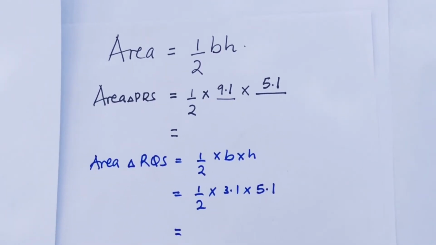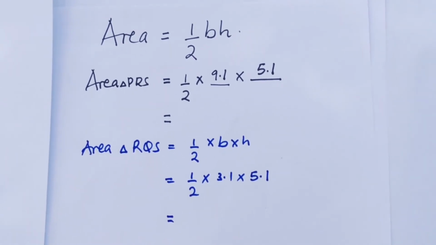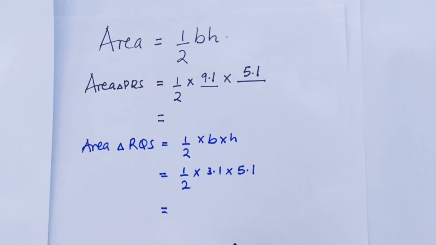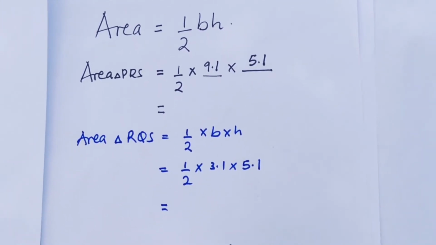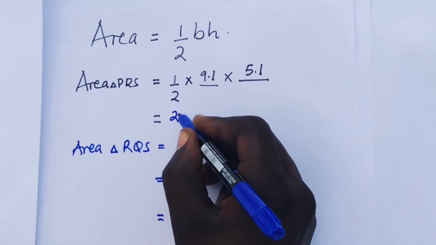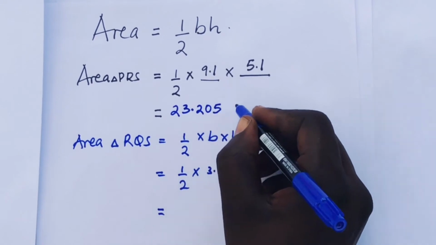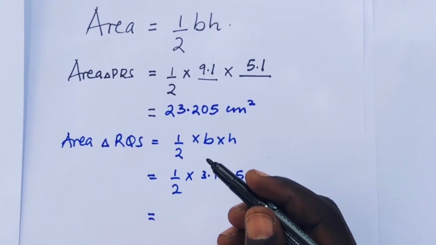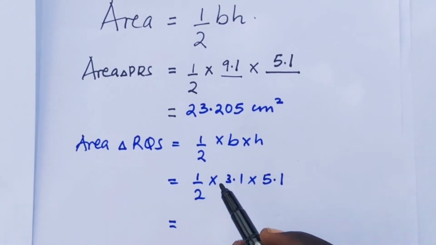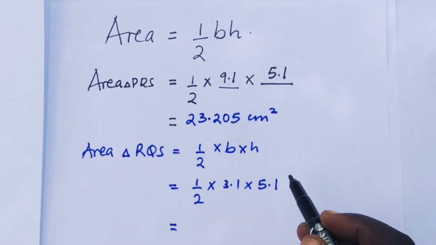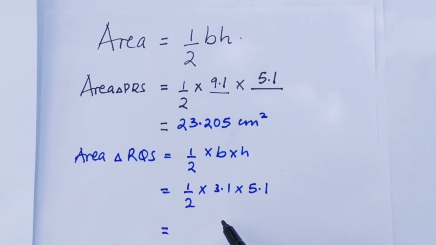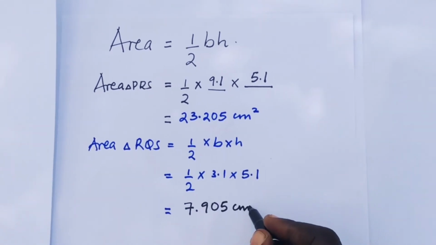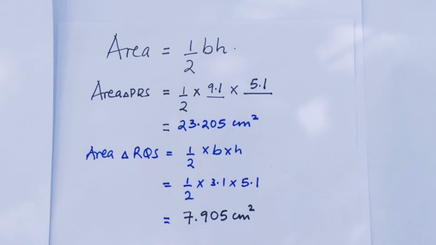And for the first value, if you've utilized your calculator very well, we had 0.5, that is the half, times 9.1, and then times 5.1. You realize that here you have a value of 23.205, and these are centimeters squared. And then for the smaller triangle, we have still 0.5, a half, times 3.1, and then times 5.1. That will give you also an interesting value of 7.905. Remember, these are centimeters squared.